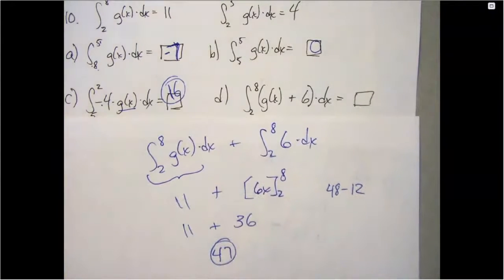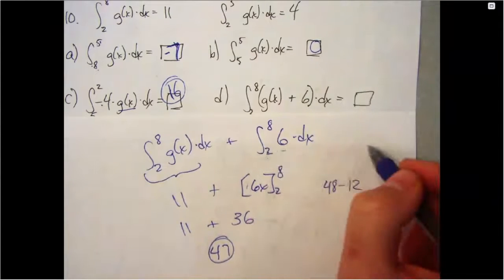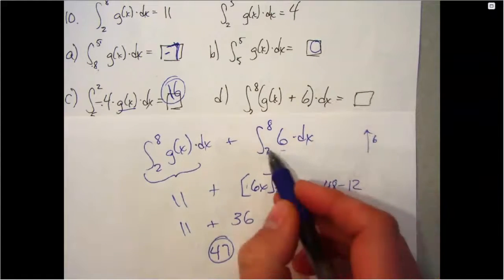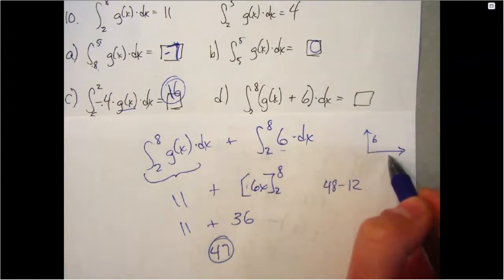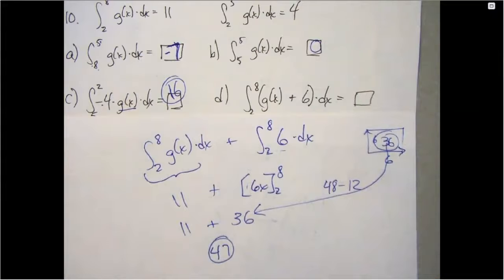The other way we talked about that is you essentially built a rectangle here that is 6 units high and 6 units across. So you have added an area of 36 to the area of 11 that we already have. So you have 47.